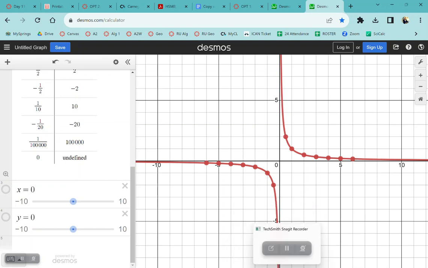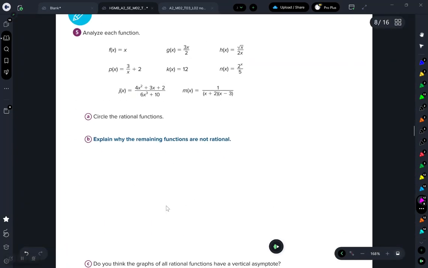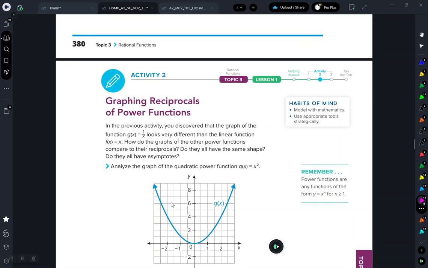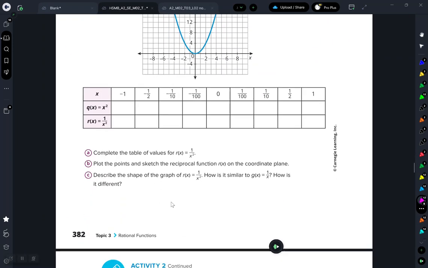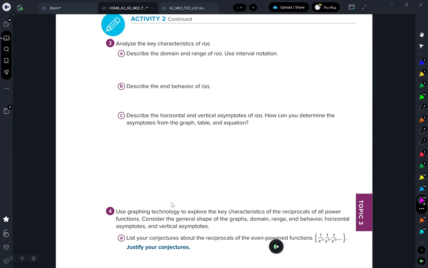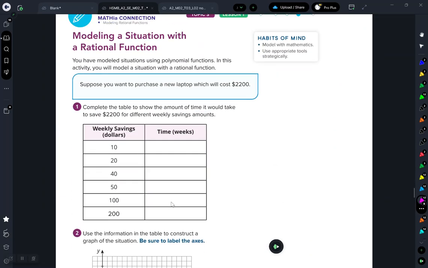All right, I think we'll leave it at that for this. You should try out 1 over x squared in activity 2 to see how that one works, as it's a little bit different. It's an interesting one that you get when you do 1 over x squared. And then you're going to model a real life situation using a rational function. All right, so there's your introduction to rational functions. Enjoy.